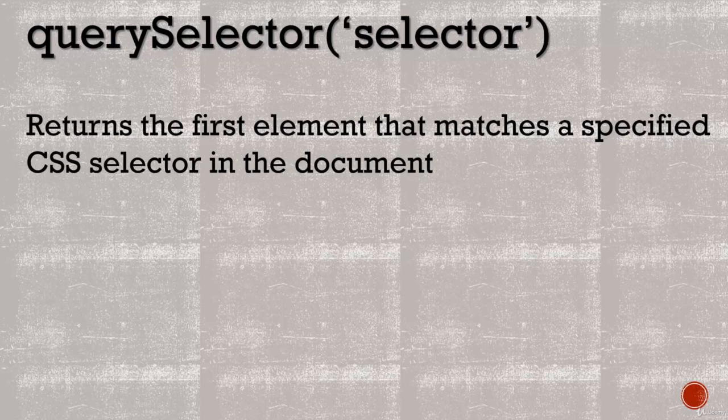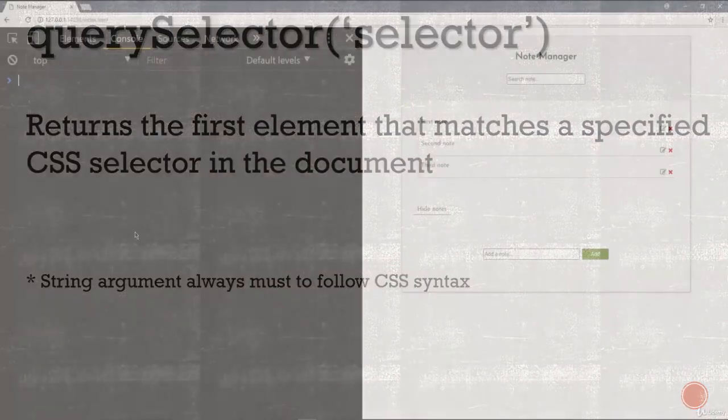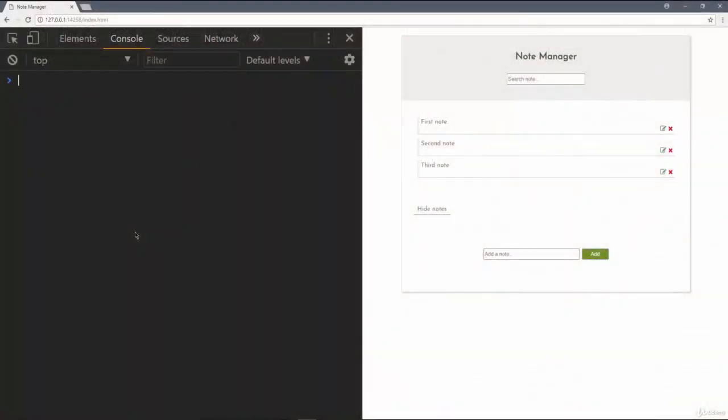When we use the querySelector method, inside the parentheses we need to write the argument, I mean the selector, as a string. The string argument must always follow CSS syntax. So if you are familiar with CSS, or at least know the ABC of it, then you won't have any trouble with that method. Okay, let's go to Developer Tools and see some examples.